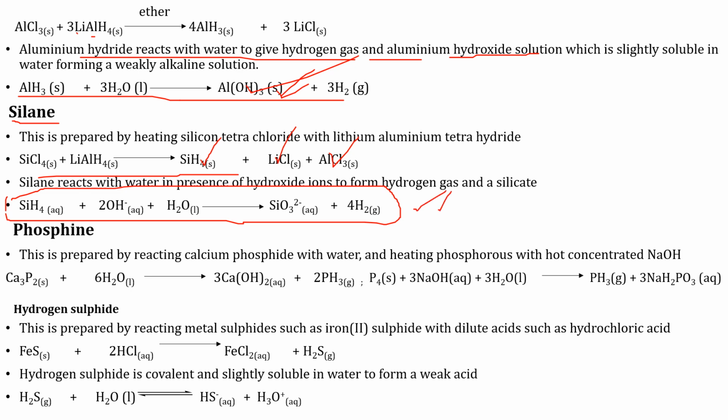I want you to note down that under group 4 elements, it's only silicon 4 hydride. Other hydrides do not react with sodium hydroxide. So it's only silicon 4 hydride that reacts with sodium hydroxide in presence of water to form a complex, which is sodium silicate and hydrogen gas. So be aware of this equation and take note about it. Other hydrides of group 4 do not, but hydrides of other elements can react with sodium hydroxide.